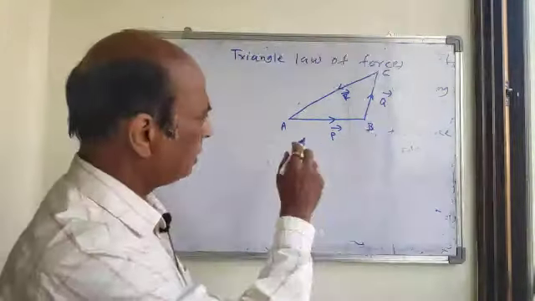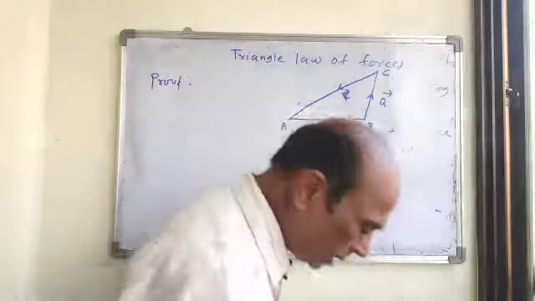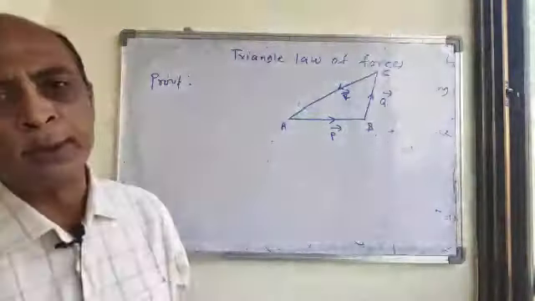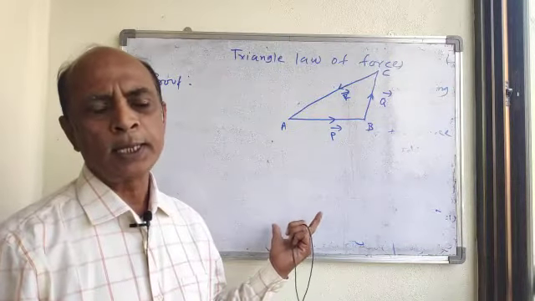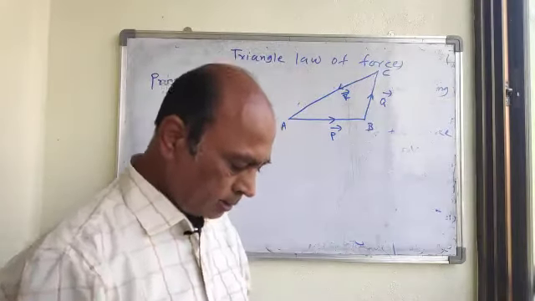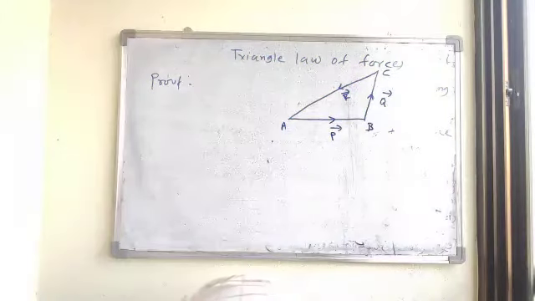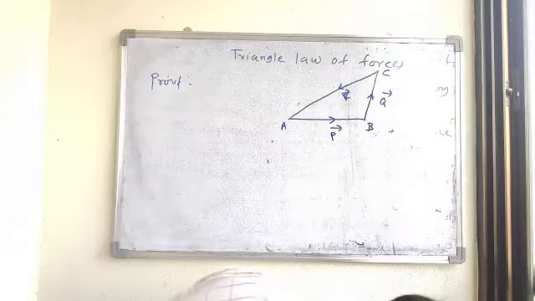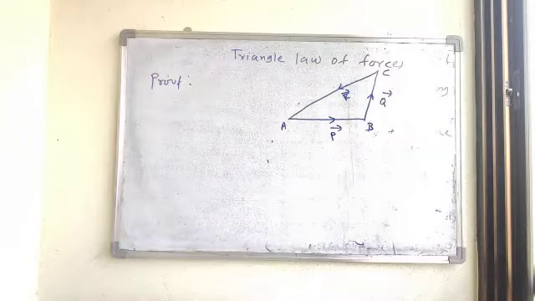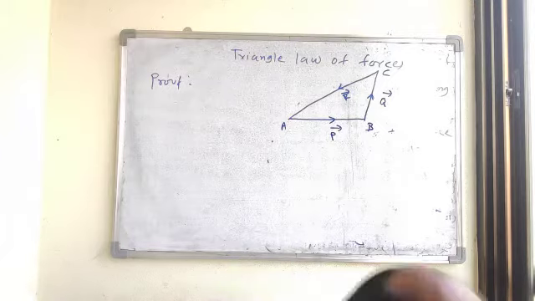So here what we have to show is that these forces are in equilibrium. These forces are in equilibrium when their vector sum is 0. So here the forces P bar, Q bar, R bar acting on a particle are represented by the sides AB, BC and CA.